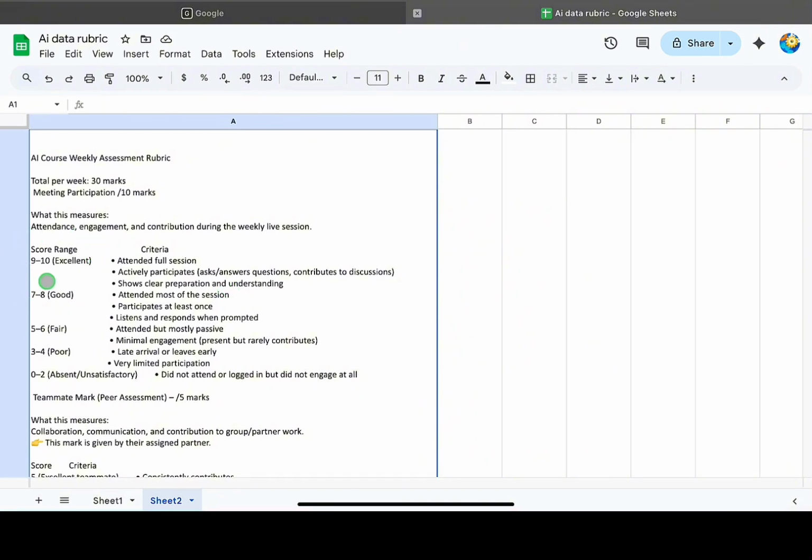Then we go to 0 to 2 marks. This is 9 to 10 marks, sorry, and then this is 0 to 2 marks. This is where absent and unsatisfactory. I won't give you 2 marks though. For being absent, you get that 0 mark.